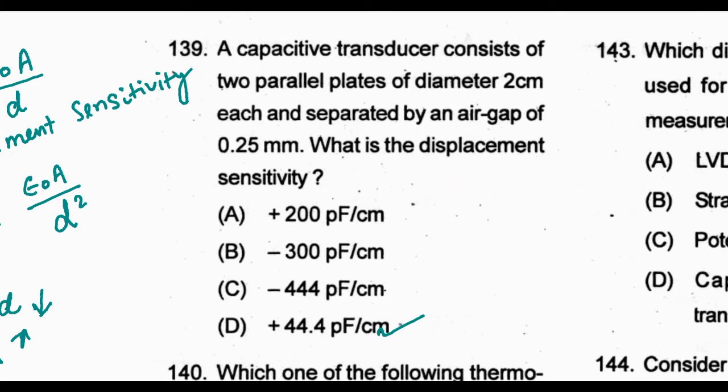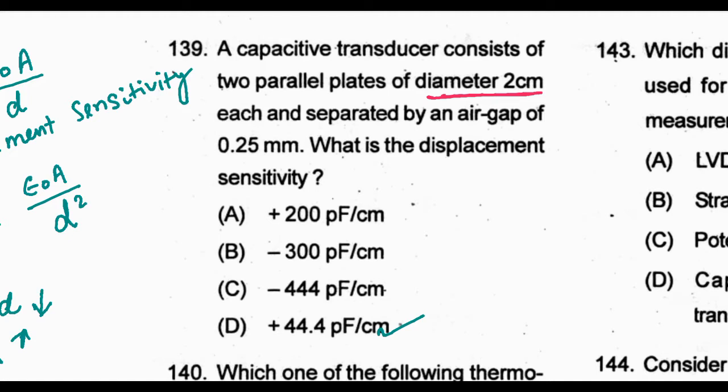So in this question, it is asking what is the displacement sensitivity. Displacement sensitivity means the plate displacement sensitivity. What are the plates? Plates are the parallel plates which are the two terminals of the capacitor. So here we will first calculate the capacitance, and then we will go for its sensitivity. For capacitance measurement, what are we given? First, the diameter is given, 2 cm. That means we can find out the area, that is pi d square by 4. Diameter means it is circular.